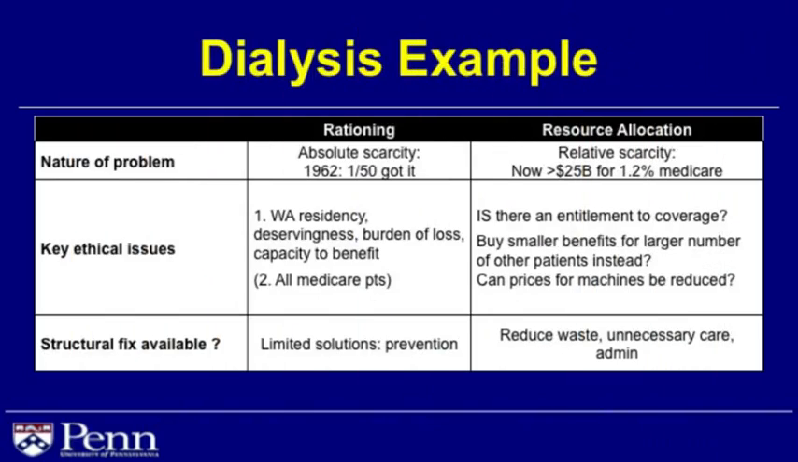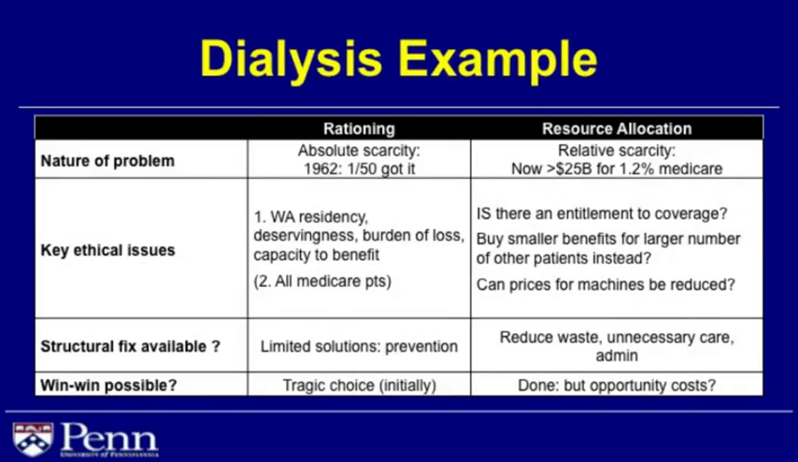Once you have people with kidney failure and you have a limited number of machines, you simply have to decide between them. On the other hand, when you have resource allocation, one of the solutions is to try to reduce waste, to reduce unnecessary care, to really hone in your resources on what's going to make the best items. It's really about how much you're going to spend for people, not who gets it.